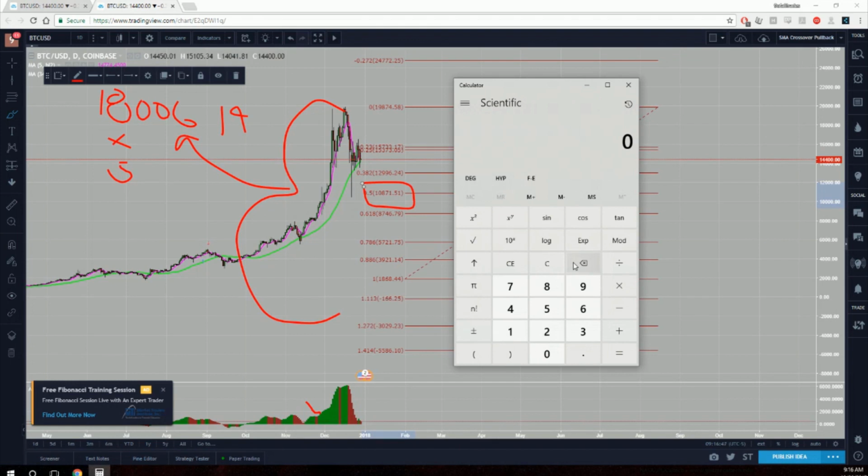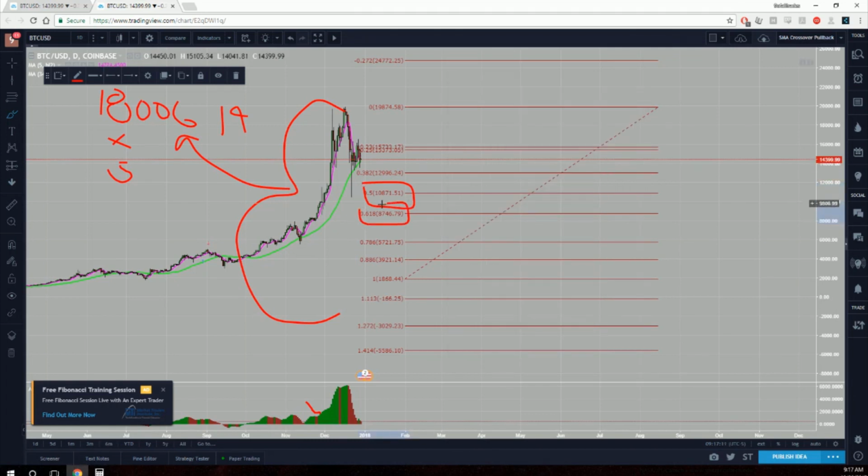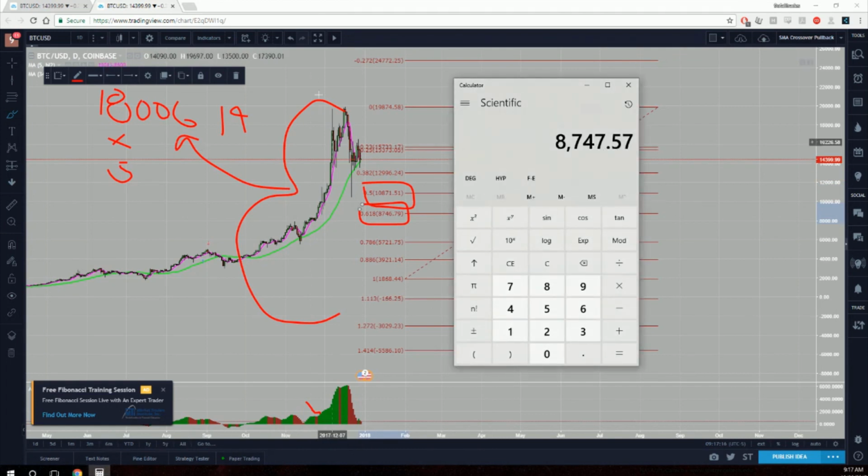So we can use the same principle for the 61. First, you're going to take the difference times 0.618. We can take that number and subtract it from our high, and this is $87.46, and this is $87.47. Again, change is not there.